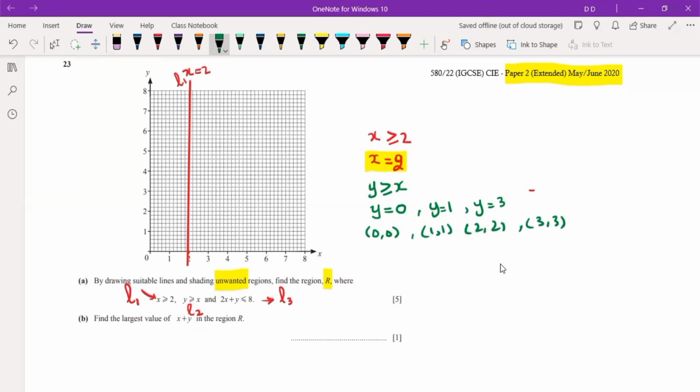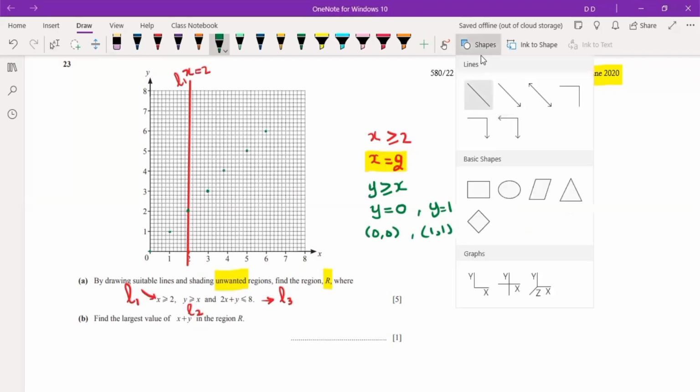So here we will plot them: 0, 0, 1, 1, 2 and 2, 3 and 3, 4 and 4, 5 and 5, 6 and 6, and so on. So let's draw a line.